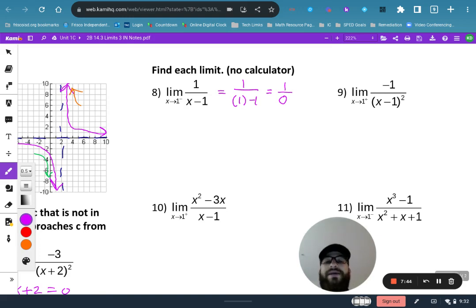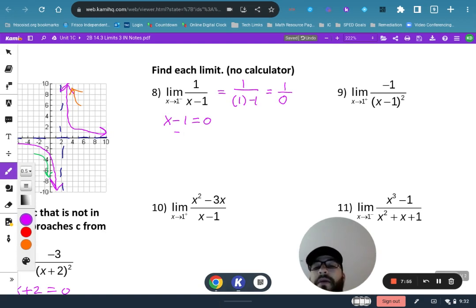So I'm going to go back. I see x minus 1 is in the denominator. So I'm going to set x minus 1 equal to 0. Add 1 to both sides. And we get x is equal to 1 is my vertical asymptote.